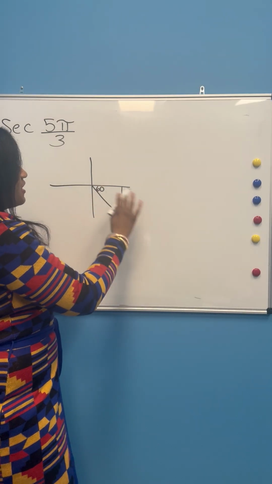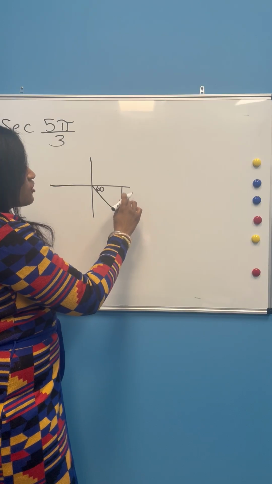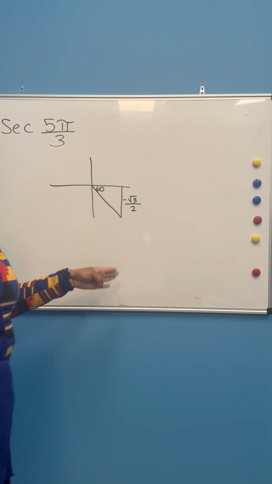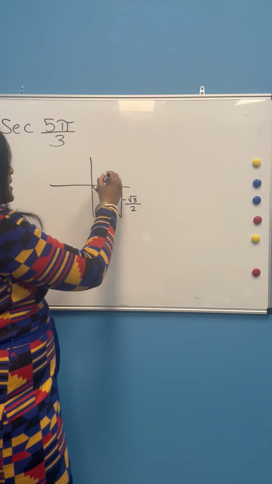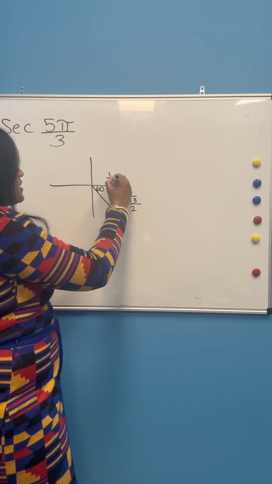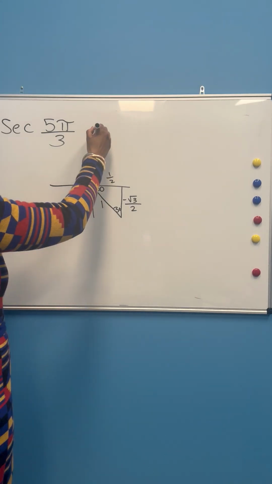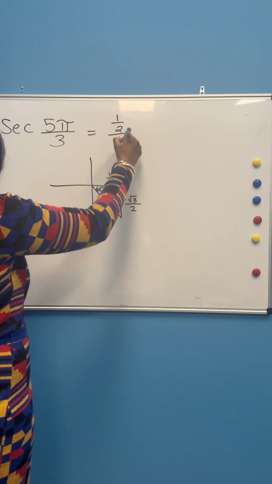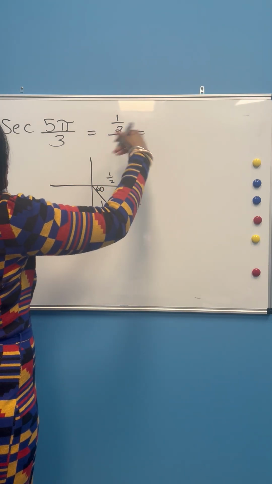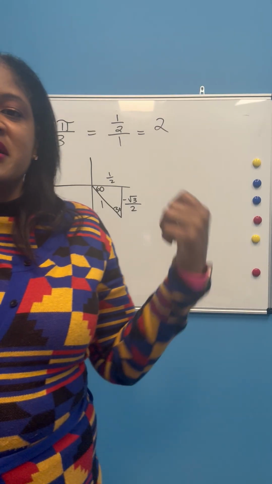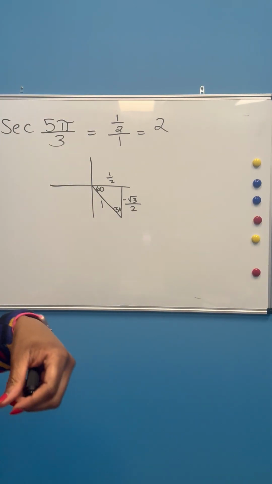And so the side across from a 60-degree angle is negative square root of 3 over 2. Y is negative down here. The side across from the 30-degree angle is positive 1/2. And you have 1 right here. So now secant is the inverse of cosine. So cosine would be adjacent over hypotenuse. So here we need to do the reciprocal of that, which would be 2. So we have secant of 5 pi over 3.